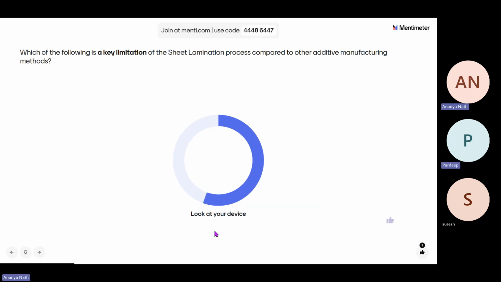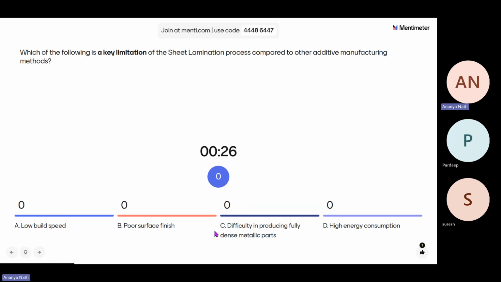Which of the following is a key limitation of the sheet lamination process compared to other additive manufacturing? I need to answer the limitation of sheet lamination. Low build speed, poor surface finish, difficulty producing fully dense metallic parts.